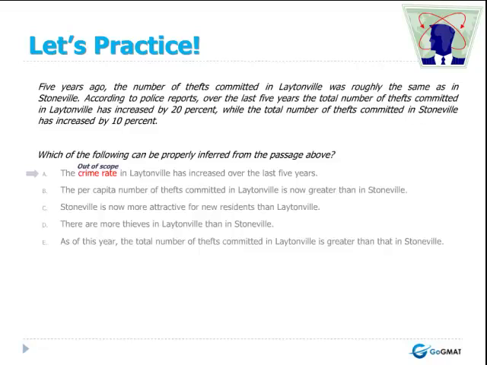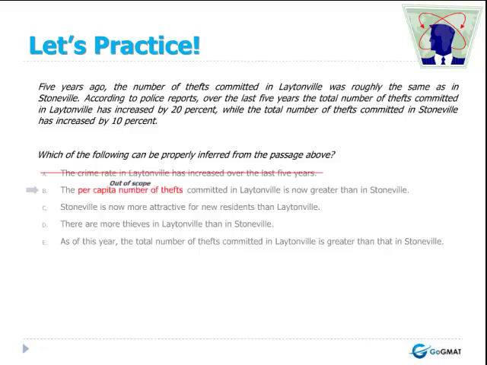We only have information about thefts. Crime rate as a whole is outside the scope of this argument, and we cannot infer anything about it without knowing about other crimes. It is quite possible that while the number of thefts has increased, the number of other crimes has decreased. In addition, rate is a measure that takes account of population size, and no information is given about the size, relative size, or change in size of the two towns' populations.